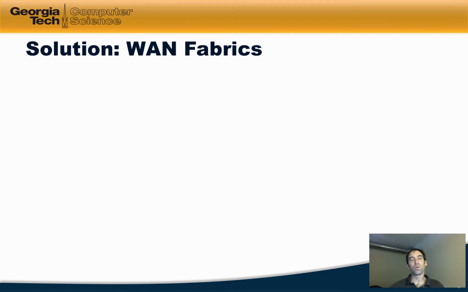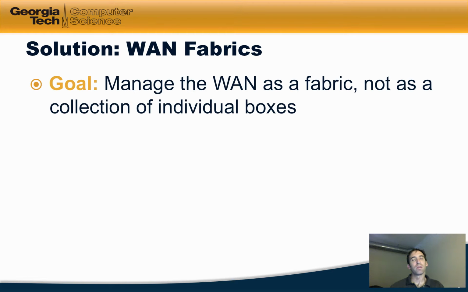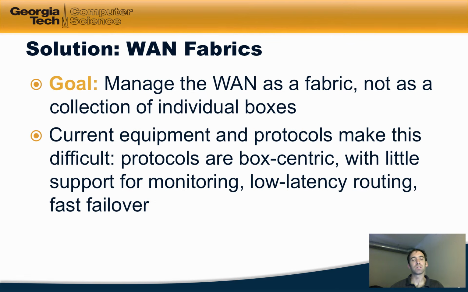The solution that Google has chosen to employ is what they call WAN fabrics. The idea is to manage the wide area network as a fabric, not as a collection of individual boxes. Unfortunately, current equipment and protocols make this particularly challenging. Many network protocols today are box-centric. They provide very little support for monitoring, low latency routing, fast failover, and other types of mechanisms that are needed to provide this fabric abstraction.